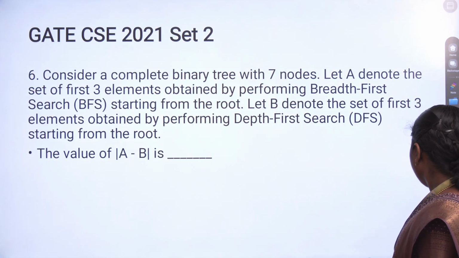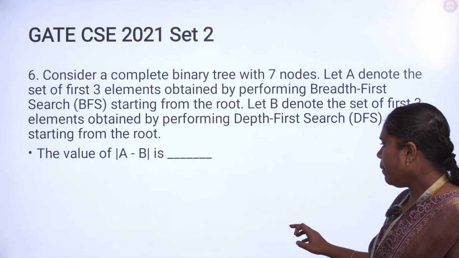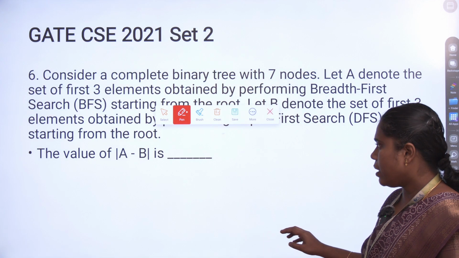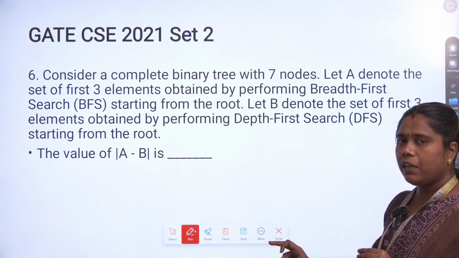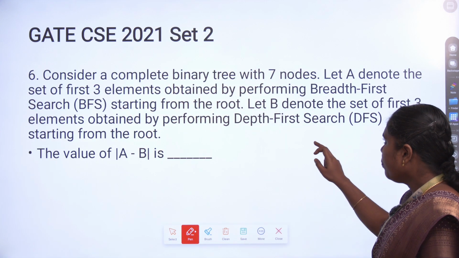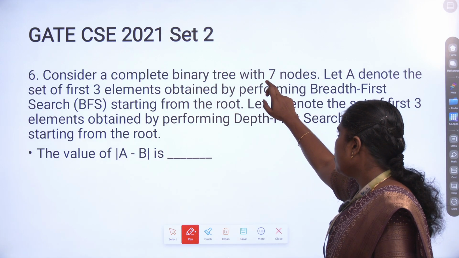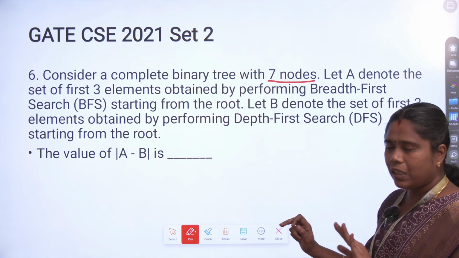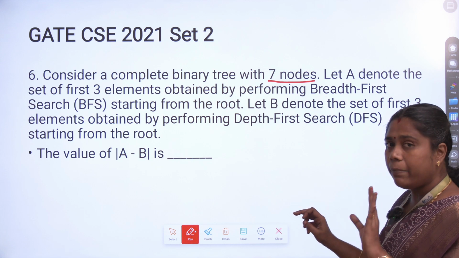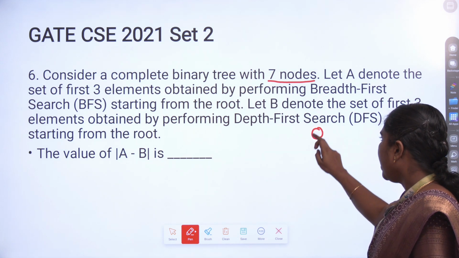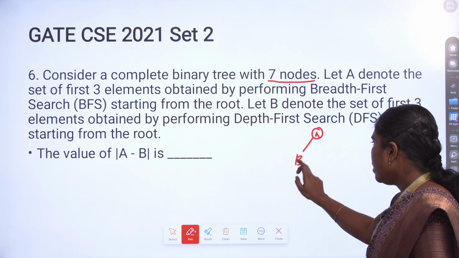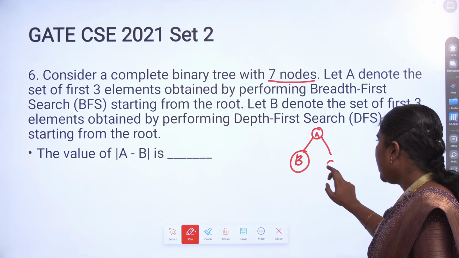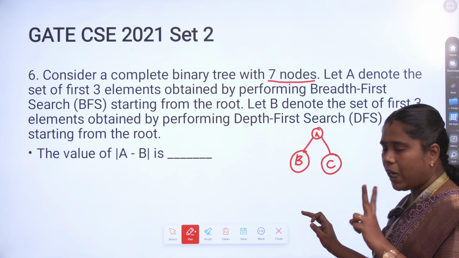from the root node. So when we study the binary tree, we will be studying about the traversals, right? Traversal is nothing but visiting the different nodes of the tree from the root node. So now the given values are: we have 7 nodes in the binary tree, a complete binary tree. So what is a complete binary tree? It is a tree where each node has at most 2 children. The maximum children allowed is 2.